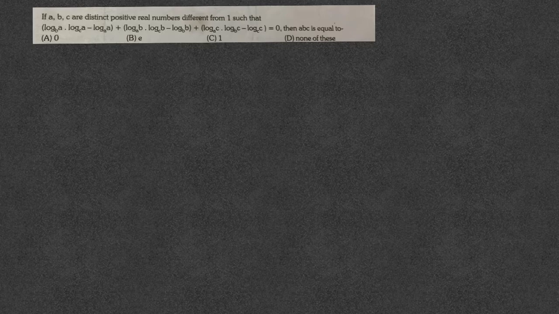So let's solve this interesting sum. Here we have a, b, c, which are three different variables. And we have a very long equation on the logarithms, which is equal to 0. What they're asking us to find is the value of abc. So let's write down this equation and try to solve it.